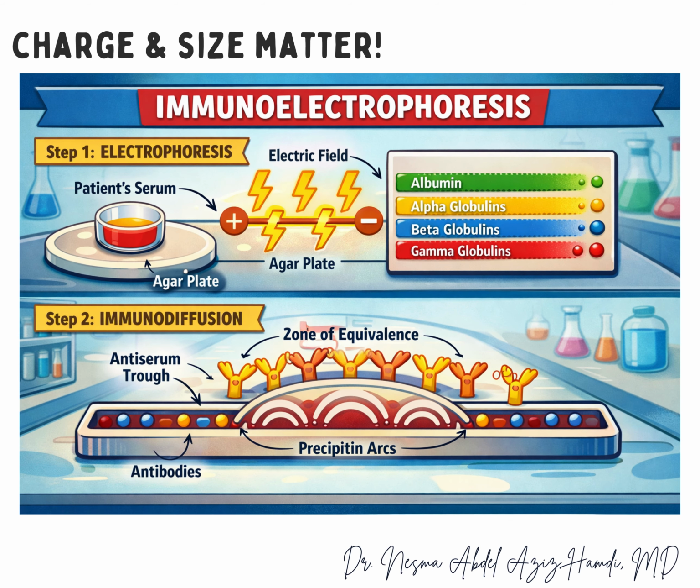Immunoelectrophoresis is a precipitation reaction commonly used to quantify serum proteins. A patient's serum is first placed in an agar gel and exposed to an electric field, which separates its proteins into distinct bands according to charge and size, including albumin and the various globulin fractions. A trough containing specific antiserum is then cut alongside these separated proteins, and as antibodies diffuse toward the protein bands, they meet their corresponding antigens in the zone of equivalence, forming visible precipitating arcs. Each arc represents a specific antigen-antibody reaction, allowing precise identification and qualitative assessment of individual serum proteins.